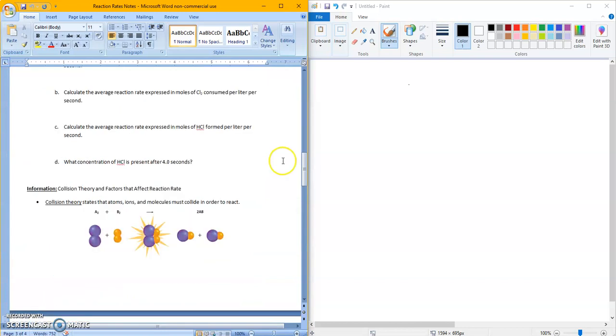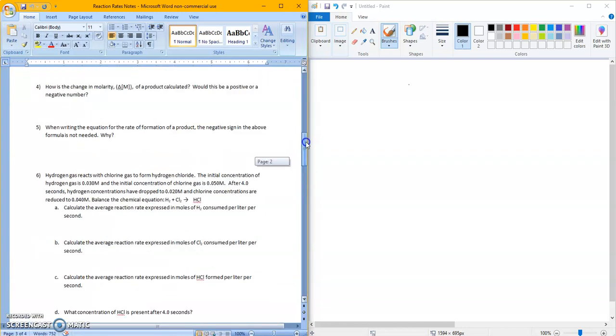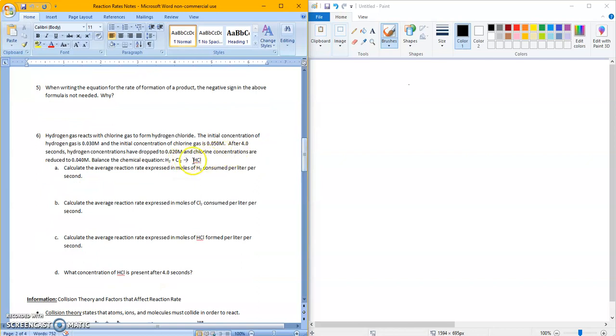And then on number 6, where you're calculating the rate, remember that rate is the change in concentration over the change in time. And since concentration is molarity, or moles per liter, you can actually use the balanced chemical equation to go from one substance to another substance and find the rate. So in other words, the average rate of reaction, you could calculate the rate of reaction for hydrogen.